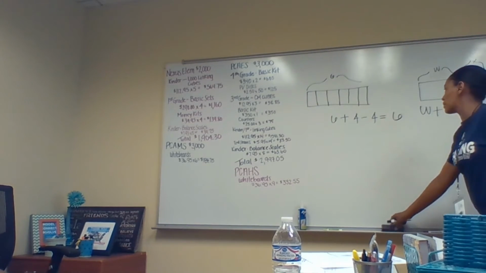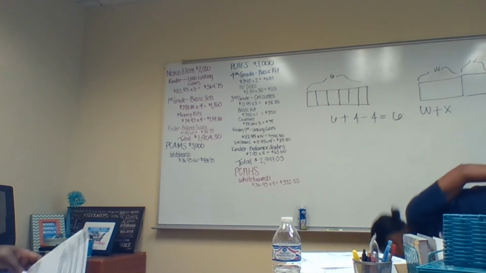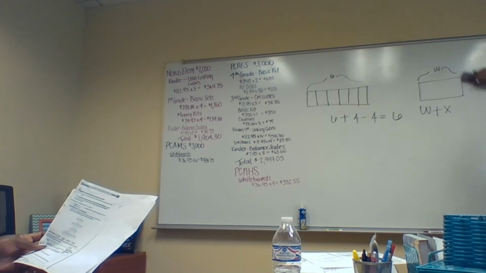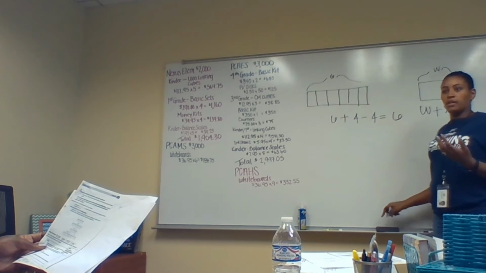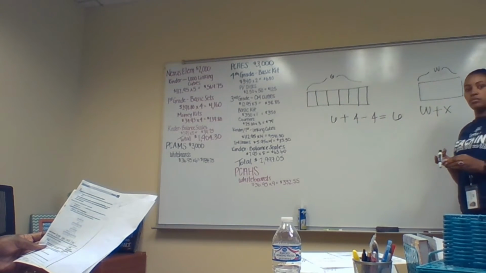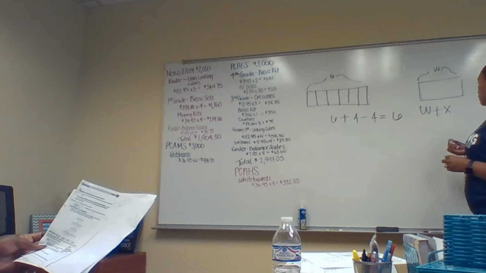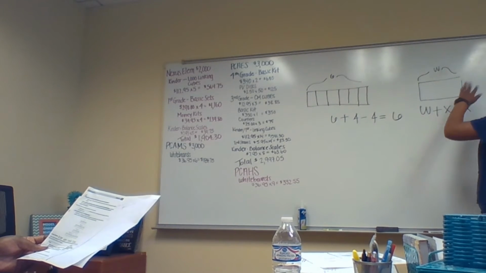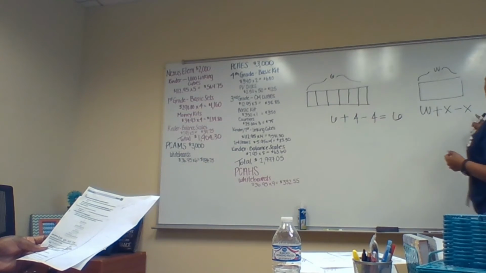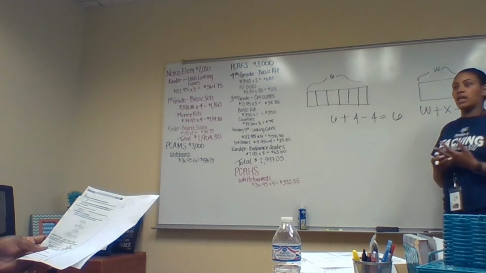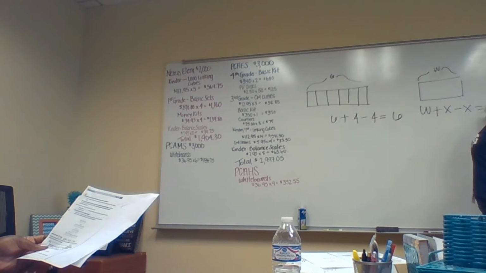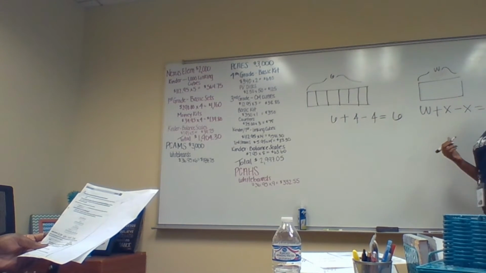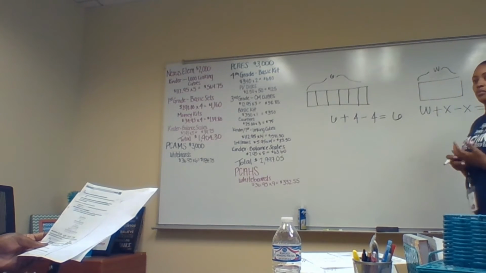Now, what happens when I take this away? What does my number sentence look like then? It looks like W plus X, and now just minus X, because that's all that I took away, right? So what would be my answer to my expression? What am I left with? If I started here, added, and then subtracted X, what am I left with? Looks like we're just left with the W.